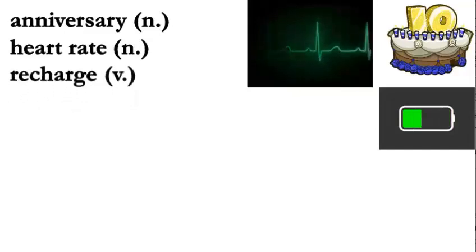Next, of course, all of us recharge our mobile phones. So recharge, it's a verb. It means to restore electrical power in a device. So if my device, if my phone, if my laptop battery is out of charge, is out of electricity, I have to recharge. Recharge means to restore power in a device.